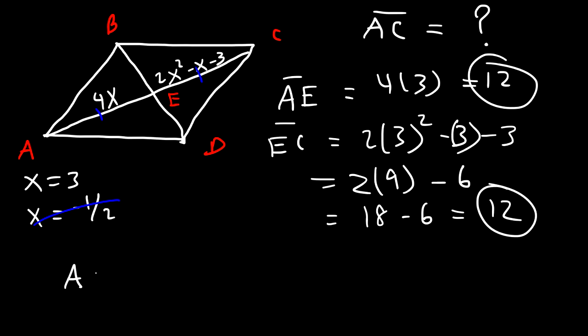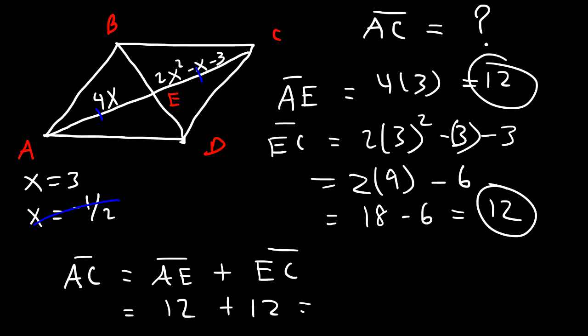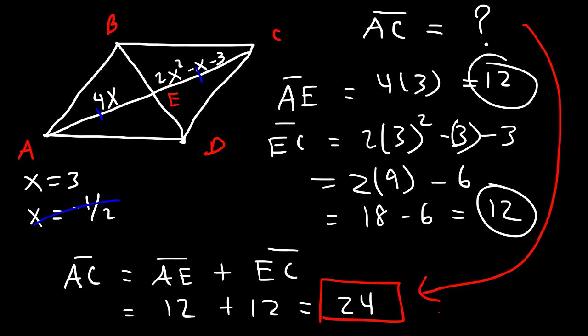Now, AC is the sum of AE and EC. So AE is 12, EC is 12, therefore AC is 24. And this is the answer that we're looking for in this problem.